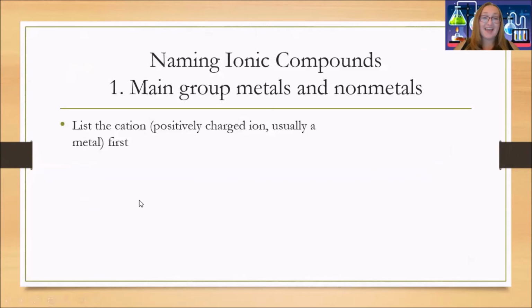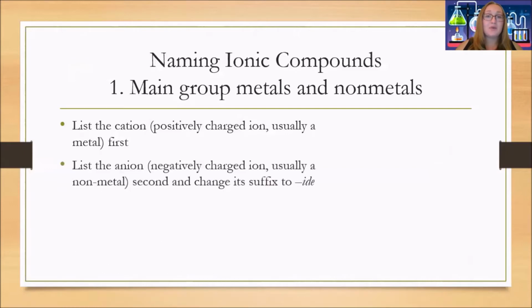So first we list the cation, which is a positively charged ion and usually a metal. Then we list the anion, which is the negatively charged ion and usually a nonmetal, and we change its suffix to "-ide".